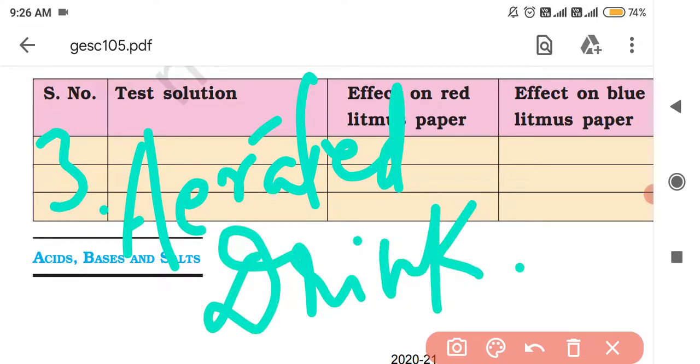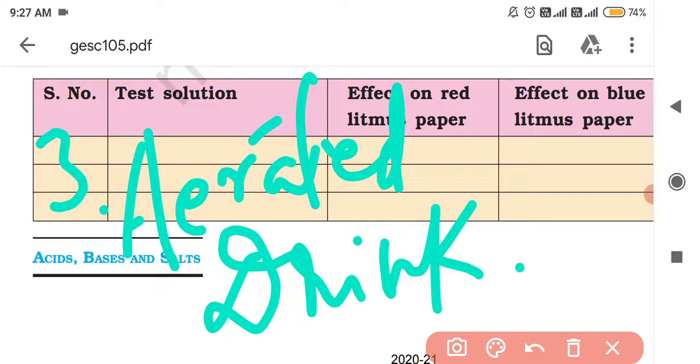Aerated drinks means the soft drinks which you consume generally, like Coke and Pepsi. When you open the cap of an aerated drink, some gas bubbles come out from the bottle. What is the gas present in these aerated drinks? It is carbon dioxide.